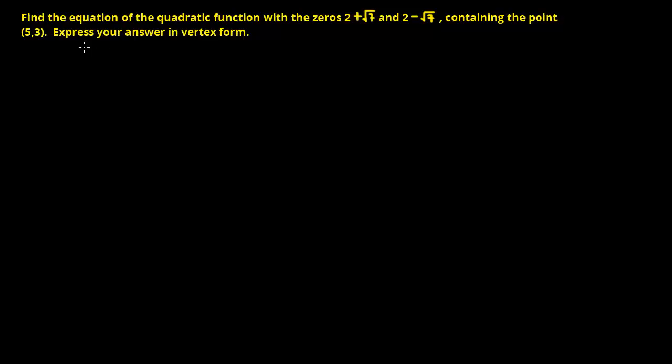Hi, in this video we are asked, find the equation of the quadratic function with zeros 2 plus root 7 and 2 minus root 7 that contains the point (5, 3). It wants us to express our answer in vertex form. So just like in the last videos, we've got our function f(x) is equal to a times (x minus r) times (x minus s).